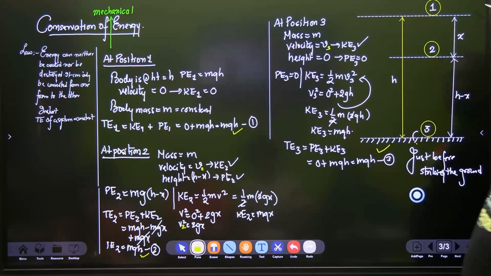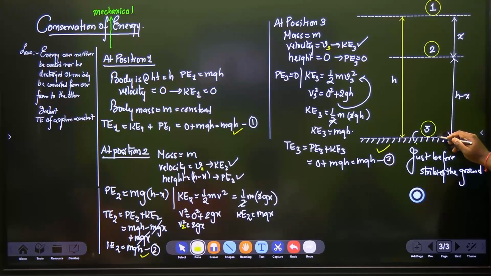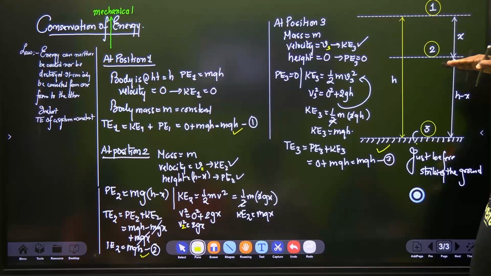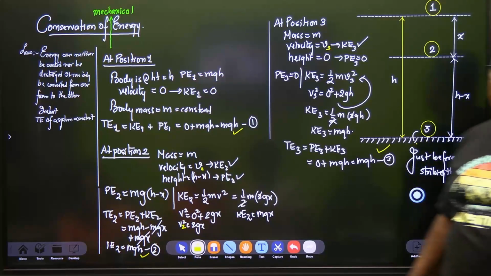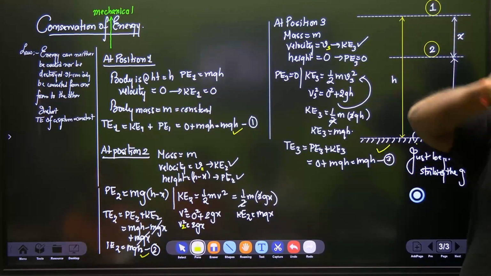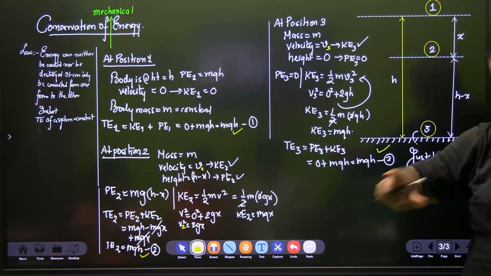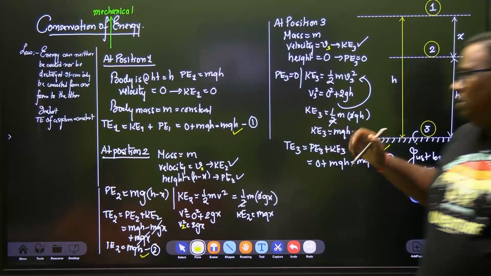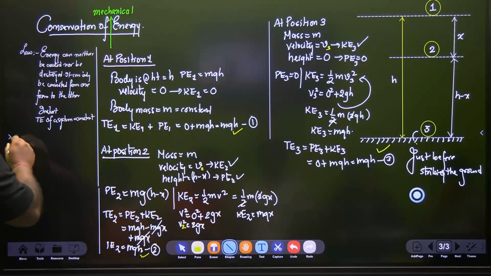While at position 1, the entire mgh was contributed by potential energy. At position 3, the entire mgh is contributed by kinetic energy, and in between, both of them contributed something. But if I look at my diagram, I was a little bit biased where the height was less than half. So the potential energy loss has been less, and that much kinetic energy is built. As potential energy decreases, kinetic energy increases. Overall energy is the same.